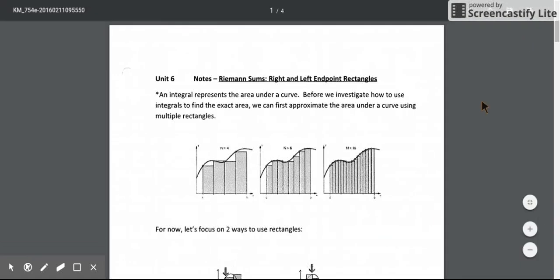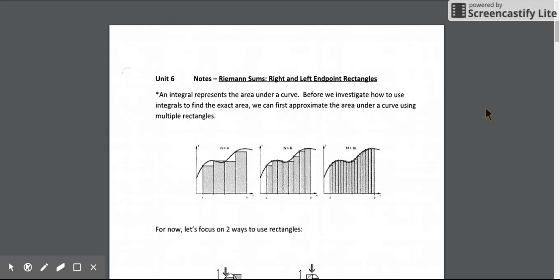In this video, I'm going to be introducing Riemann sums, specifically right and left endpoint Riemann sums. So this is an introduction to finding integrals. We're not going to get into integrals in this video. An integral is going to represent the area under a curve. And before we get to that, we're just going to use some approximation methods, and they're called Riemann sums.